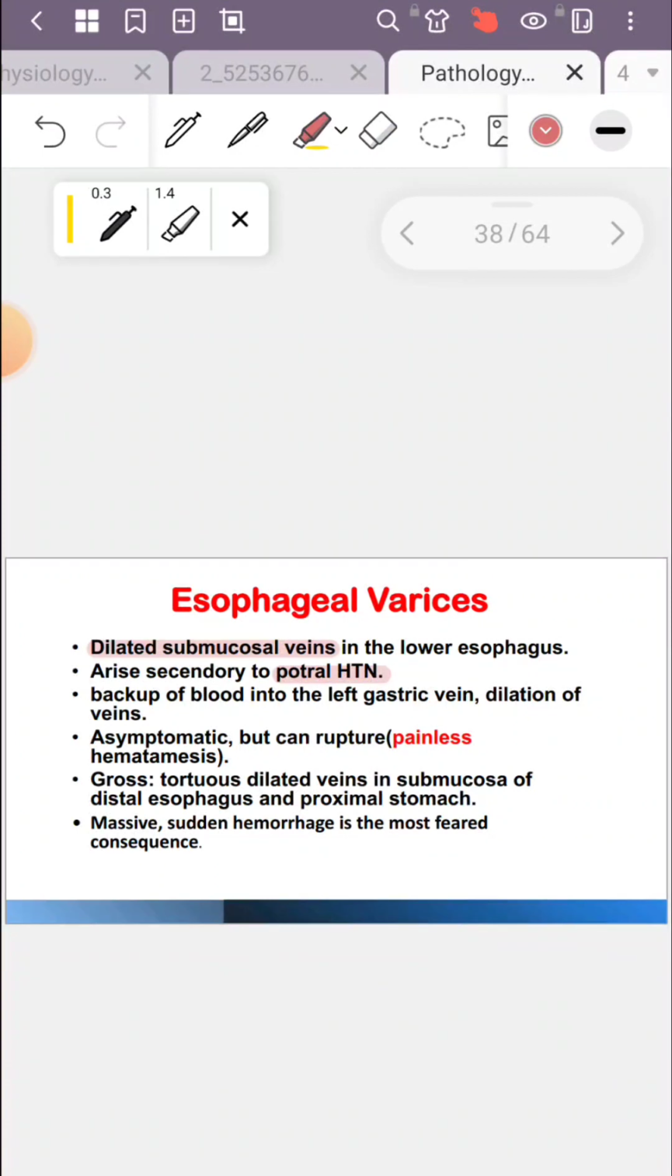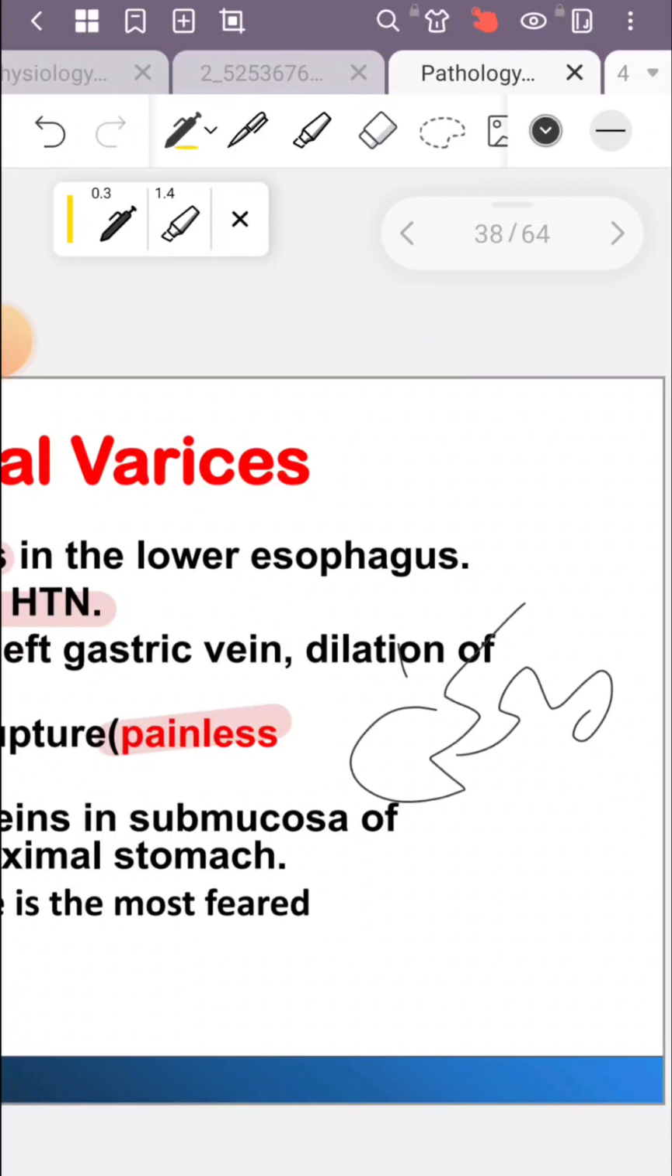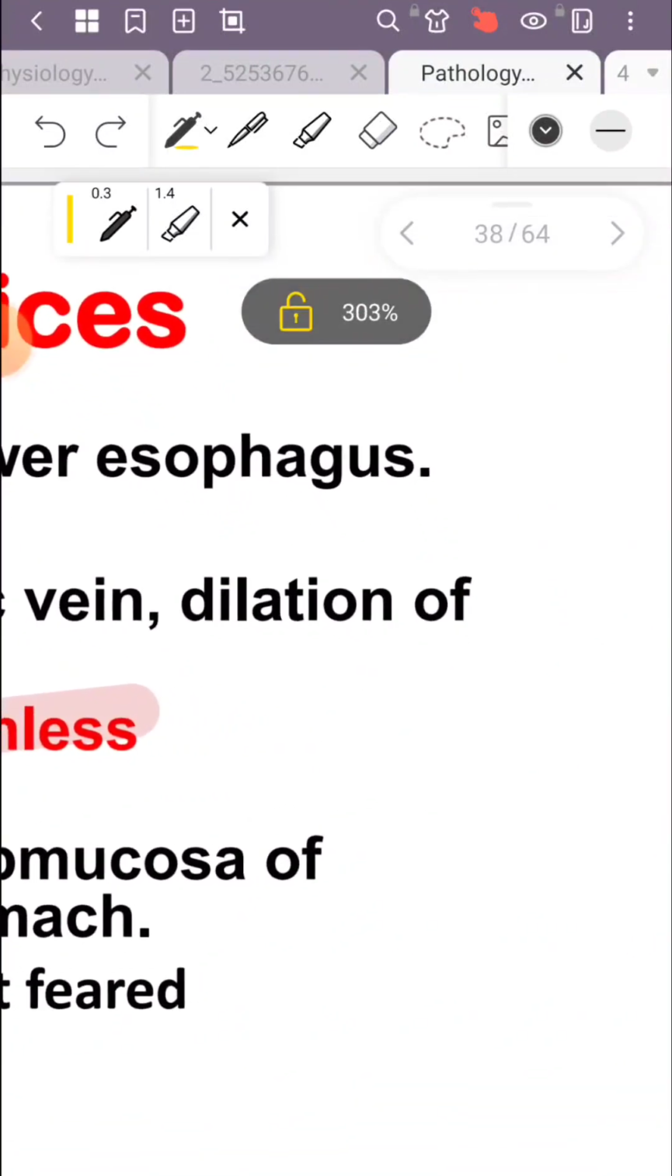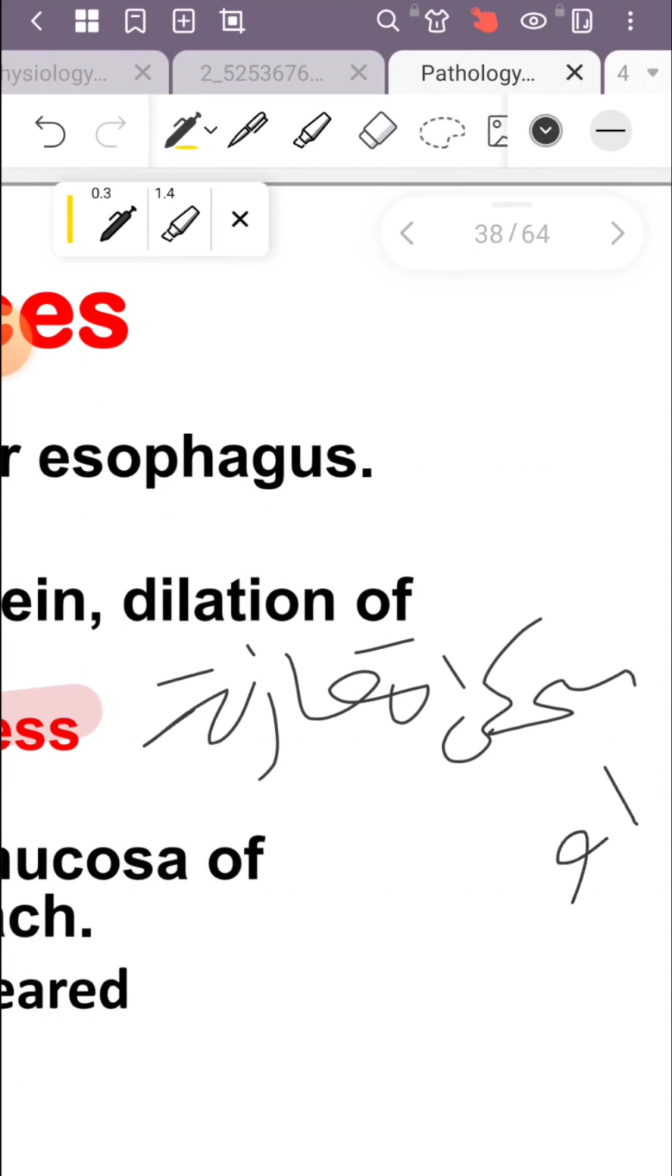We said asymptomatic, and painful hematemesis. Who has painful hematemesis? Mallory-Weiss tear, okay? And painless hematemesis is the one where they have esophageal varices. It is a fatal type of hematemesis. The patient can die due to excessive hemorrhagic shock, upper gastrointestinal tract bleeding, unless it is corrected surgically.